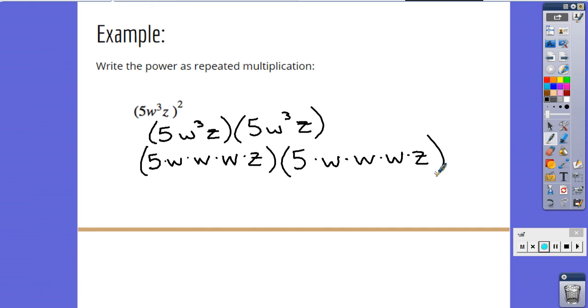So I hope that helps clarify some issues that we may have had in the past about what the definition of an exponent is and how we can go from repeated multiplication to writing an exponent, but we can also go from something that is multiplied out and write it as an exponent as well.